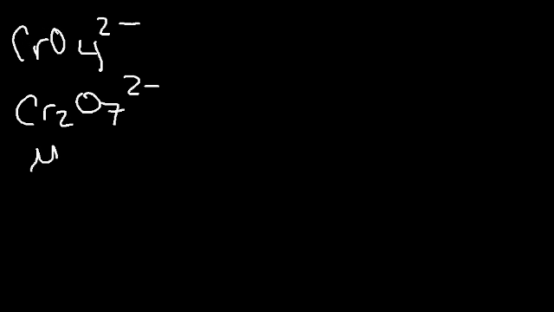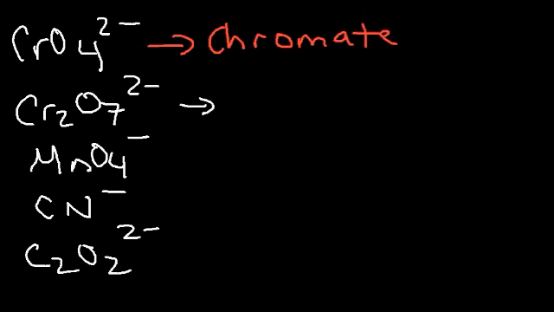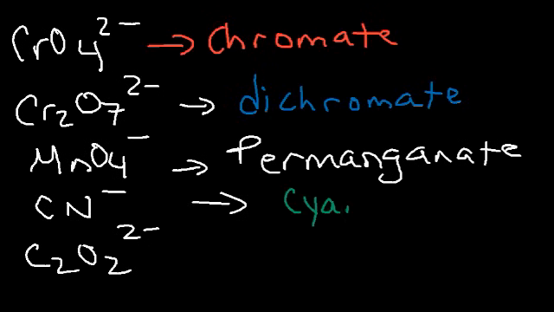See if you know these. CrO4 2- is known as chromate. Cr2O7 2- is called dichromate. MnO4- is permanganate. And CN- is cyanide. And C2O4 2- is oxalate.